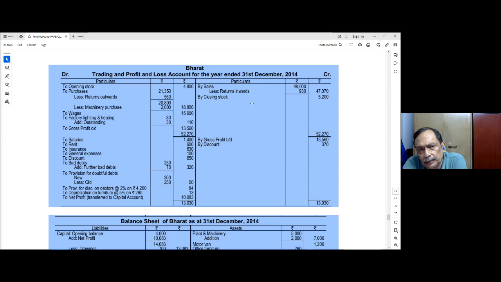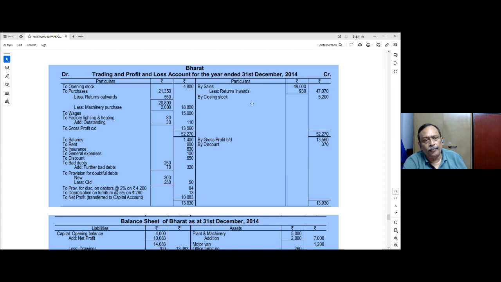To opening stock, then to purchases less returns, less machinery purchase wrongly taken in purchase account. That already we have passed one entry to rectify that mistake. So from purchase, the machinery purchase also is deducted.